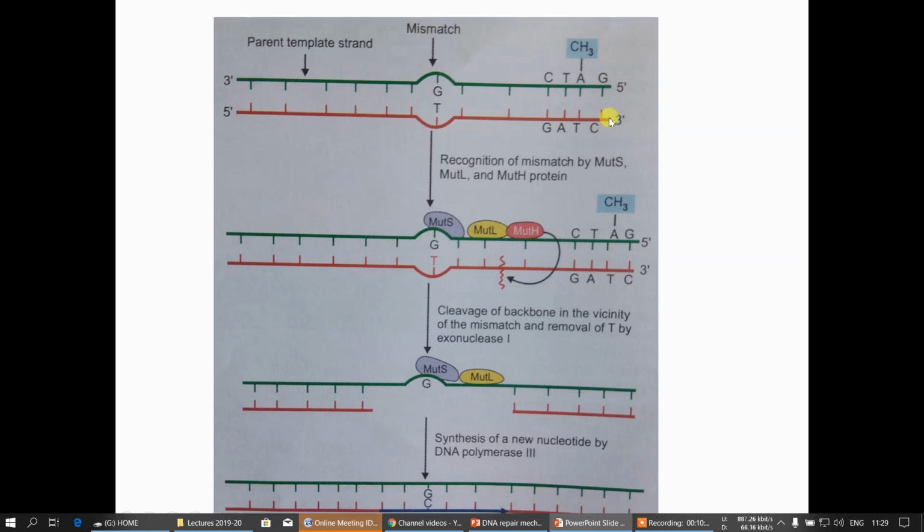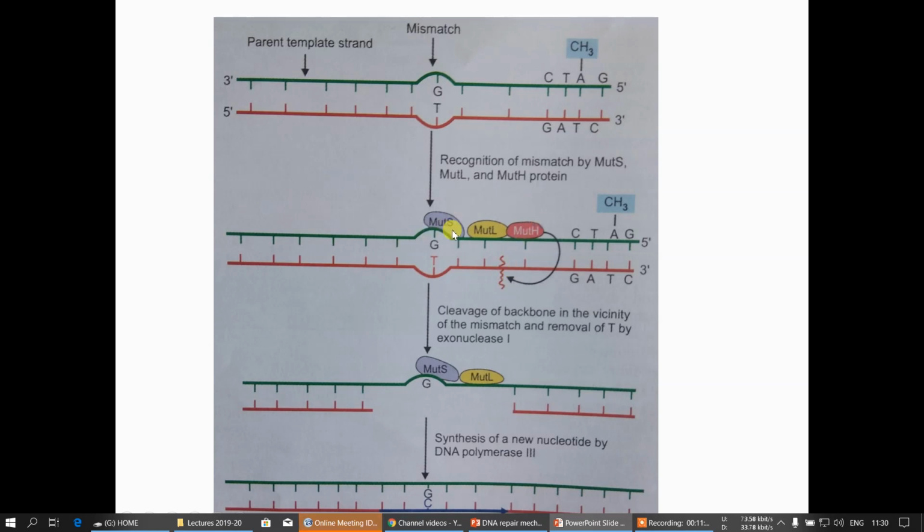Then there will be recognition of this mismatch by MutS, MutL and MutH proteins that occurs in the vicinity of this GATC sequence. The mismatch area is recognized mainly by two proteins, MutS and MutL proteins, while the MutH protein leads to the strand break. Around some nucleotides beyond the defective base, the strand is broken by the MutH protein.